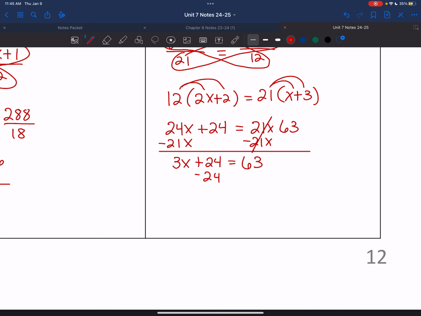Subtract 24. On the left side, I'm left with 3x. On the right side, I'm left with 39. And then divide by 3, get x by itself. And I've got 39 over 3, which simplifies to 13.